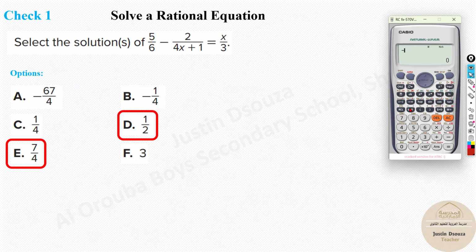First answer is negative 67 divided by 4. This only works when there are options given to you. And press equal to. What is the answer here? It is 19 by 22.